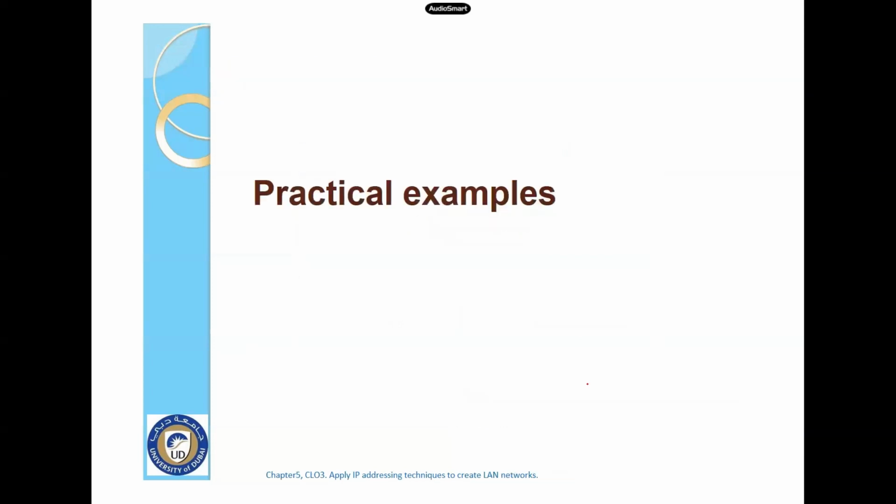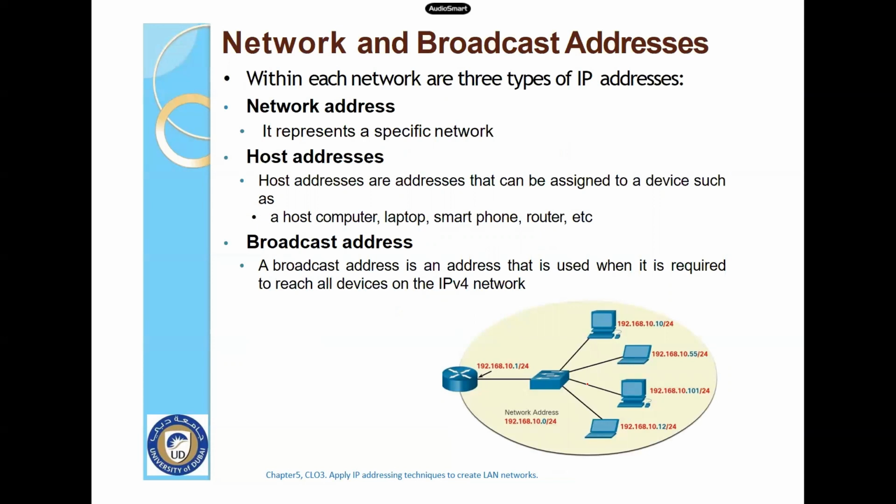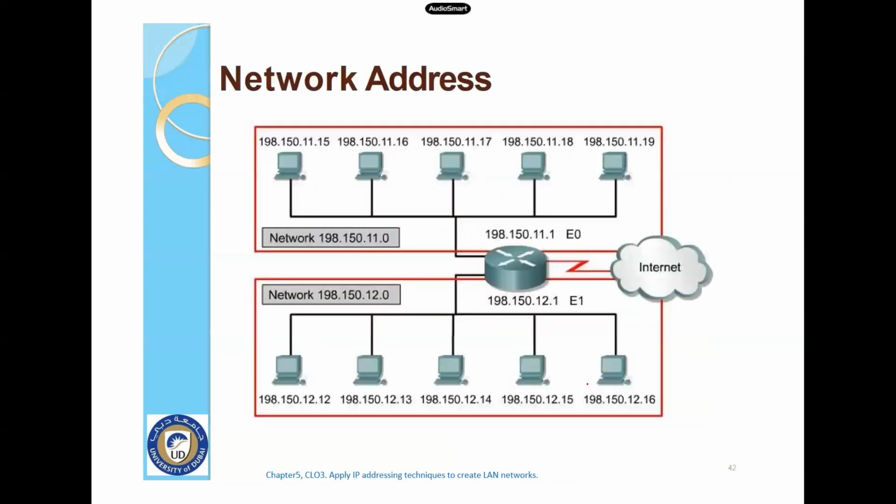Some practical examples in real life. Network and broadcast addresses: with each network, there are 3 types of IP addresses. We talked about them: network address, host address, and broadcast address. We have seen that the network address is reserved. So we have 2 networks here; this network has this address, and the other network has a different address, 198.150.12.0, and the other one is 198.150.11.0.